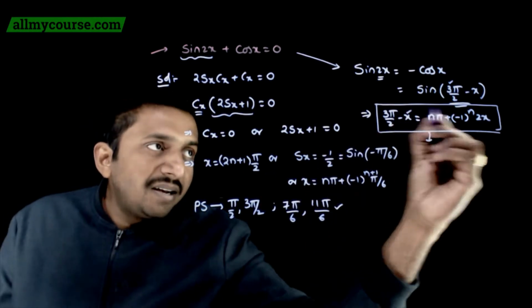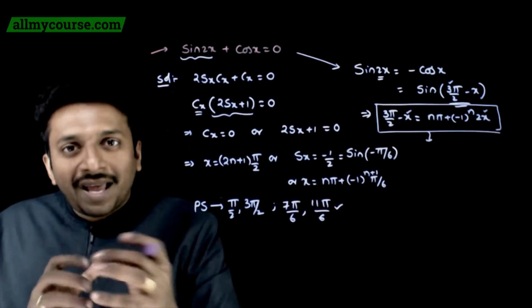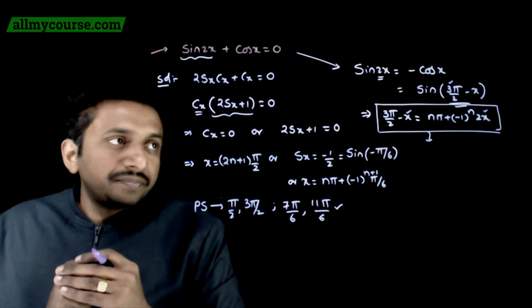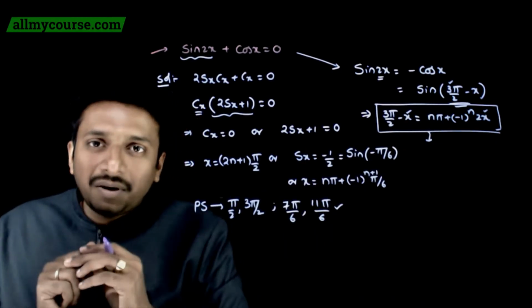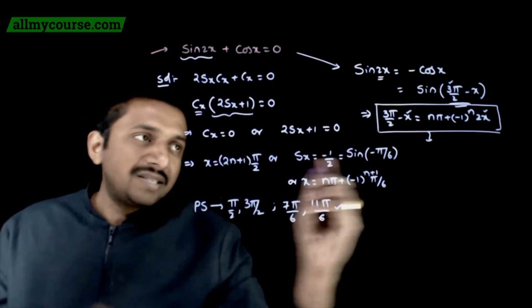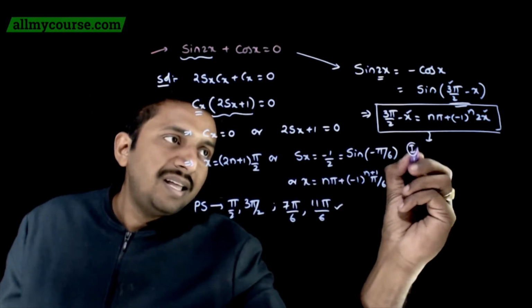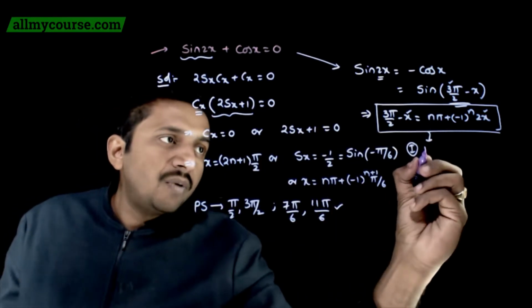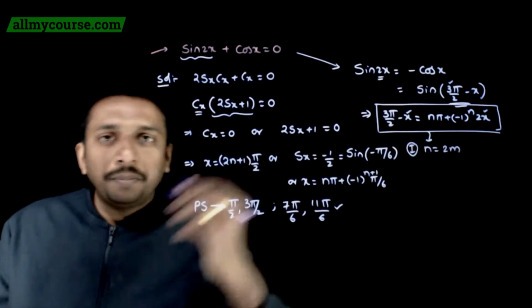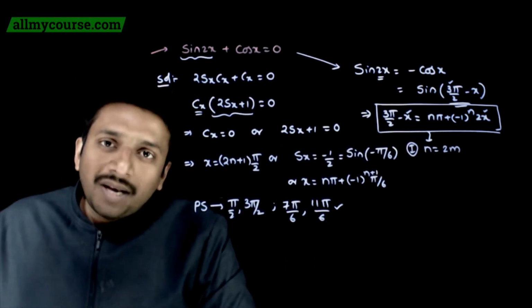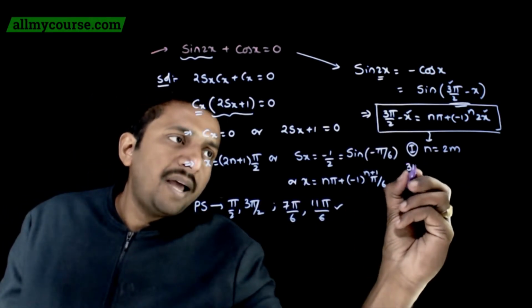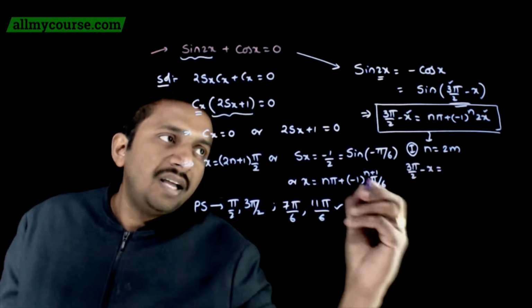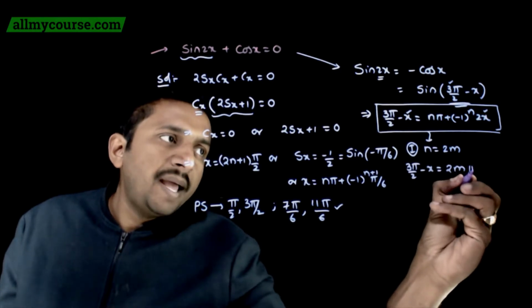Because x is there here as well as here, I want to bring x onto one side. So first, minus 1 whole power n depends on whether n is even or odd, so I will take two cases. Case 1, let n be equal to an even number 2m. If n is equal to a number of the form 2m, what happens? So 3 pi by 2 minus x is equal to 2m pi.